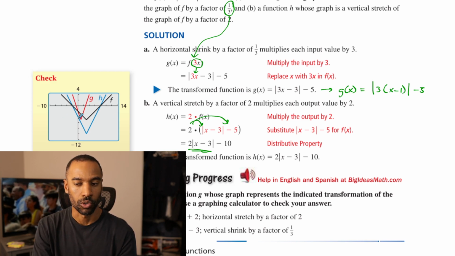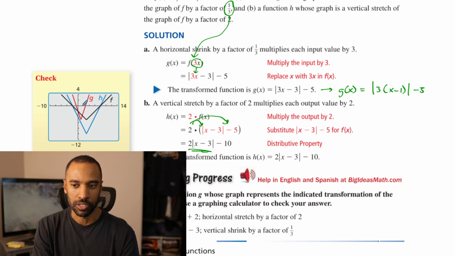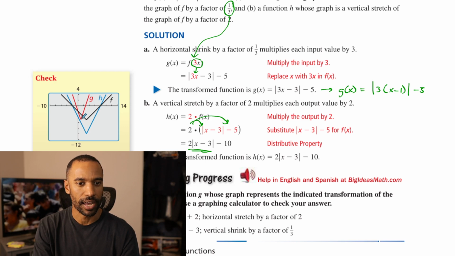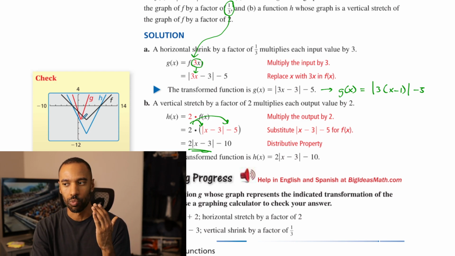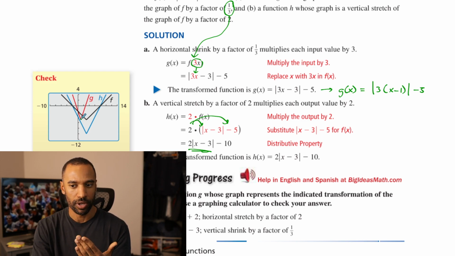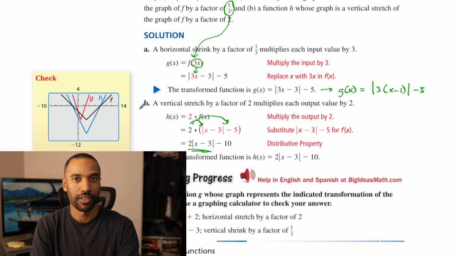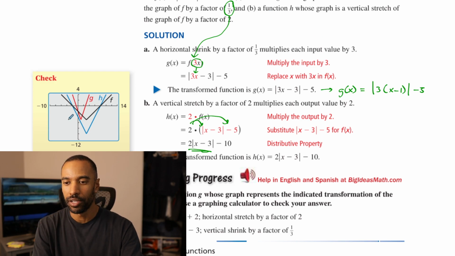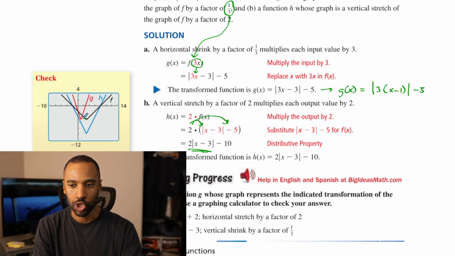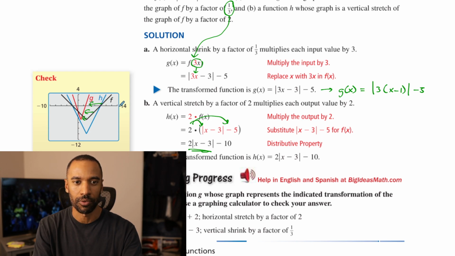Look at the graph. I don't know what the scale is. It looks like they go by 2s, 2, 4, 6, because this is a 3 right here. Look how this is not a 3. This is not 3 to the right of here. This is 1. This is 1 comma negative 5. That's what this point is right here. Why? It's horizontally compressed. It's 1/3 of what it was. This graph has now shrunk itself horizontally in this direction.